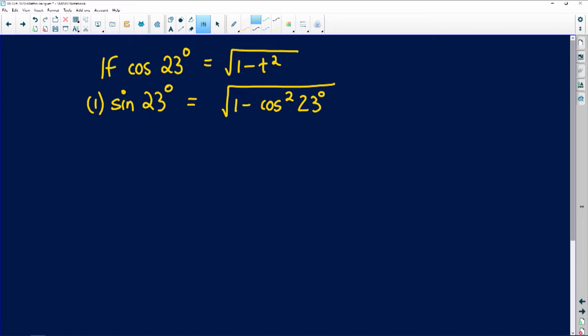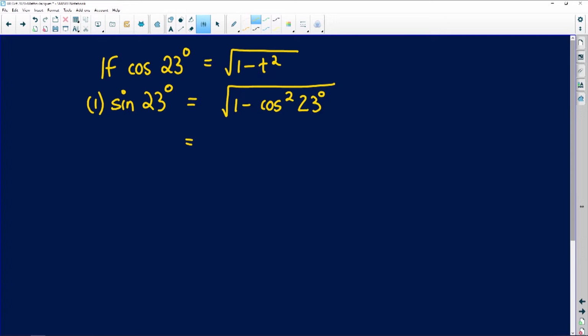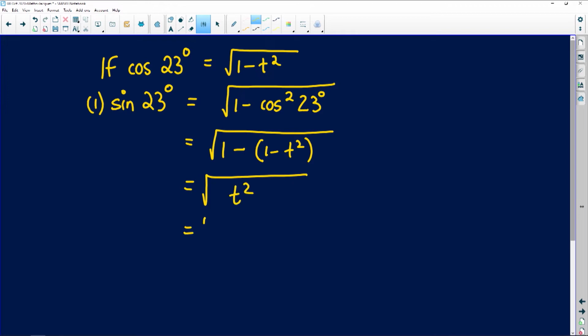Now remember what they told me. They told me the cosine of 23, not the cosine squared. So be very careful here. If you put it in, you get 1 minus the cosine squared, which is simply 1 minus t squared, because cosine was the root of 1 minus t squared, and the square of that is just the thing on the inside. So we get the root of 1 minus 1 is 0. A negative times a negative is a plus t squared. And that gives you t.